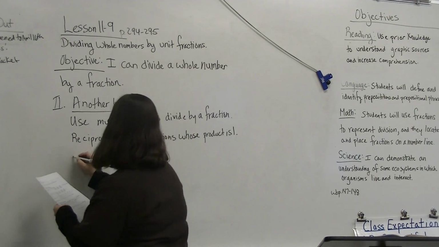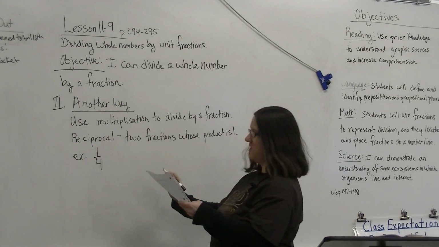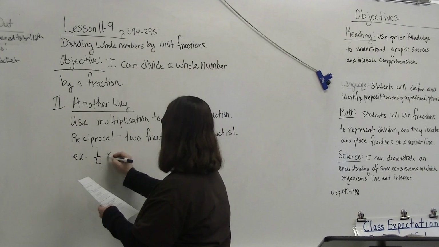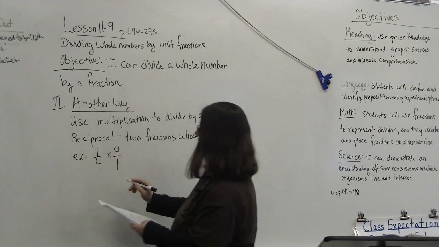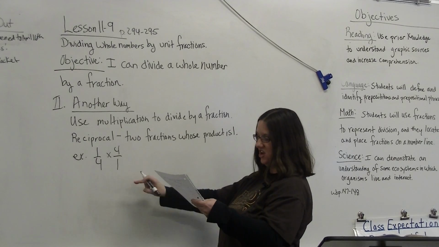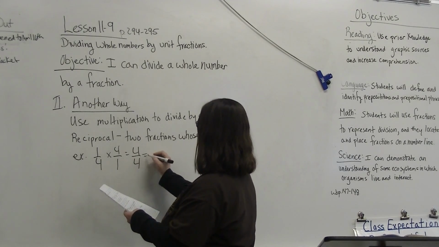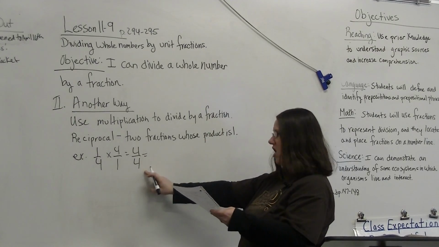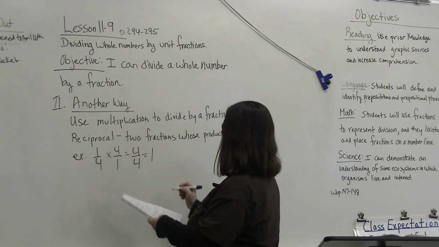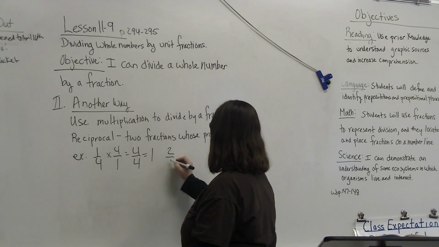Okay, and they give you the example there. Let's copy it down. 1/4, they're saying the reciprocal is 4 over 1. So you will notice that what they are doing is they are changing your numerator and your denominator. They're switching positions. And when you multiply that out, it technically gives you 4 over 4, which you all know equals 1 whole.